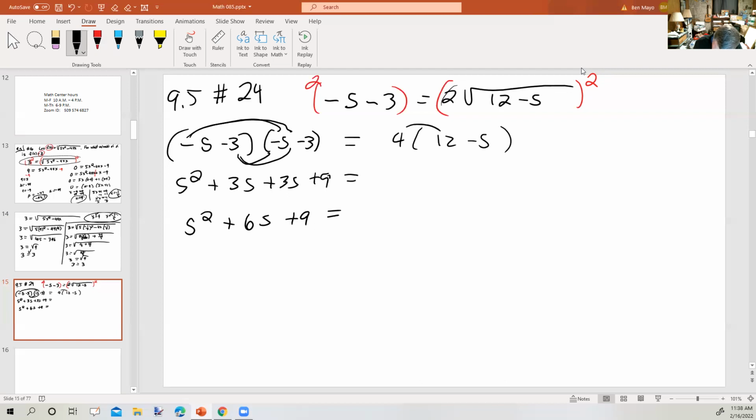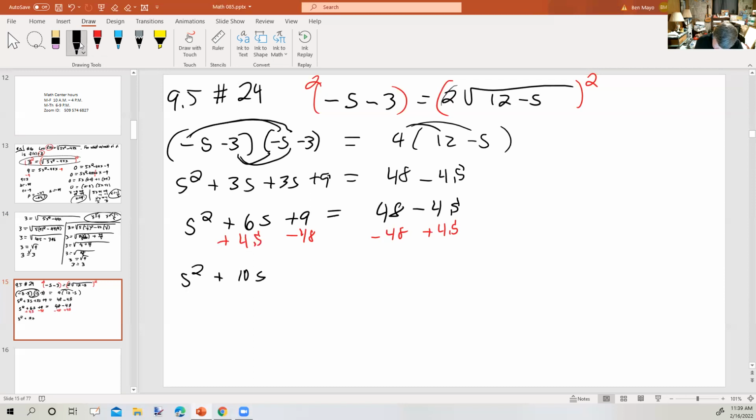So this is going to be 48 minus 4s. And bringing that down, 48 minus 4s. This is a second degree equation. I want my leading coefficient to be positive, so I'm going to leave it over on the left side. I'm going to subtract 48, and I'm going to add 4s. That's going to give me s squared plus 10s minus 39 equals 0.